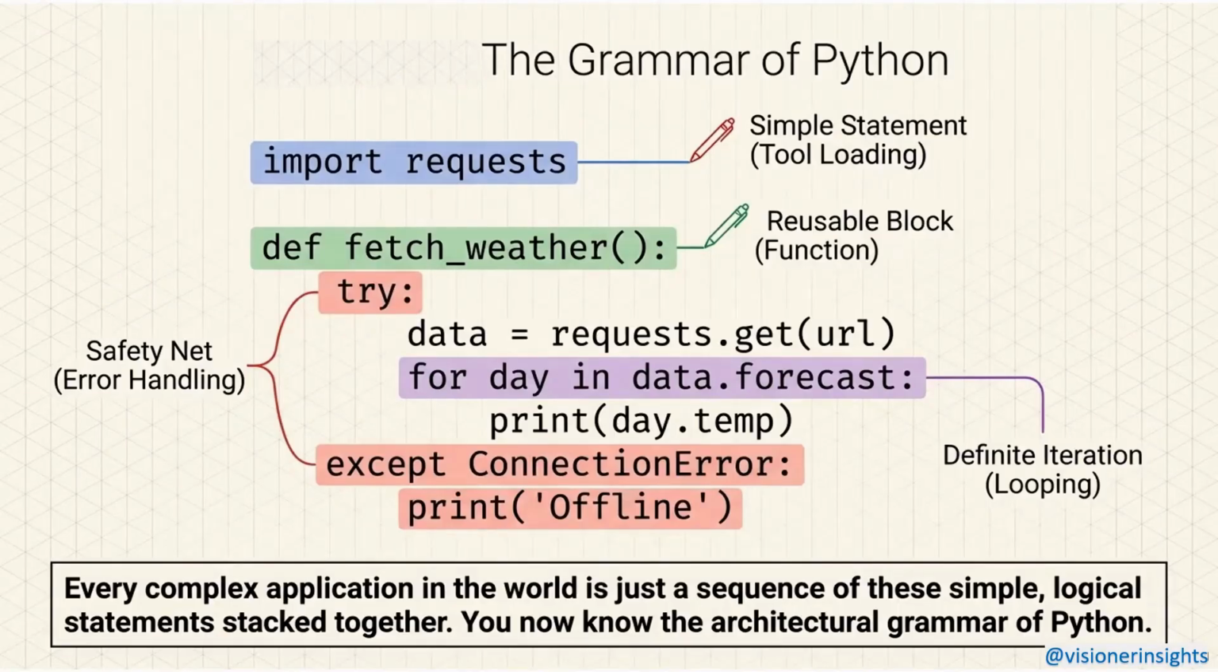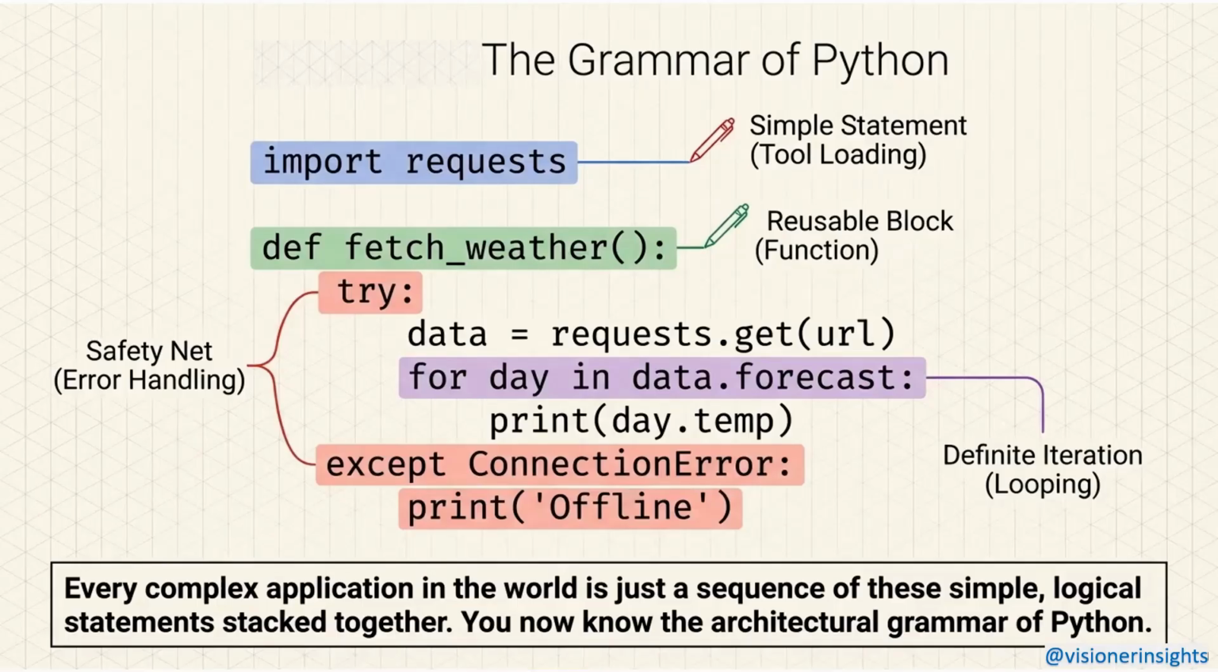Right at the top, that's a simple import statement, just loading a tool. The def keyword creates a reusable block, and right in the middle, that try/except block is our safety net. Inside of that, the for loop is our factory line, processing each item one by one. See? It's just a sequence of all the blocks we've been talking about.